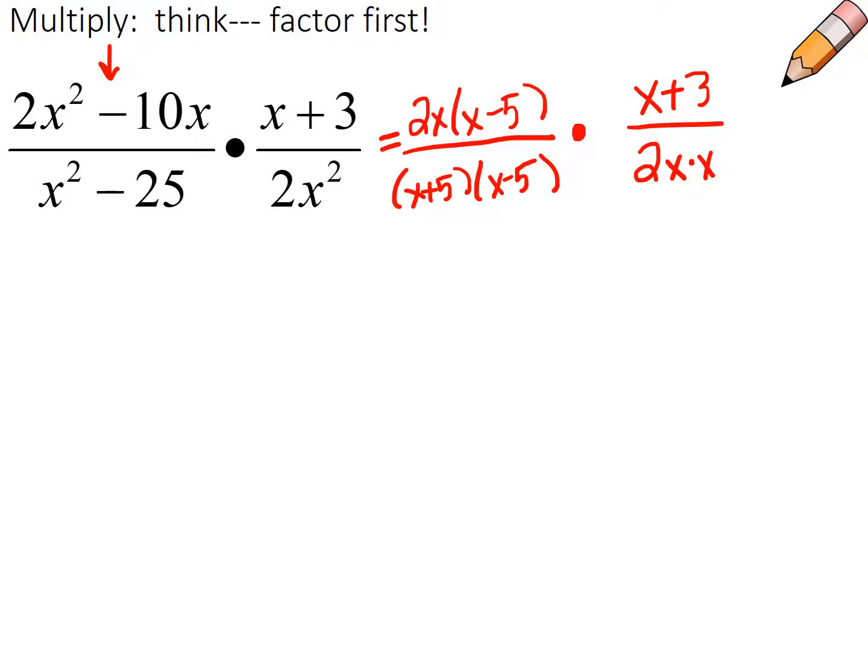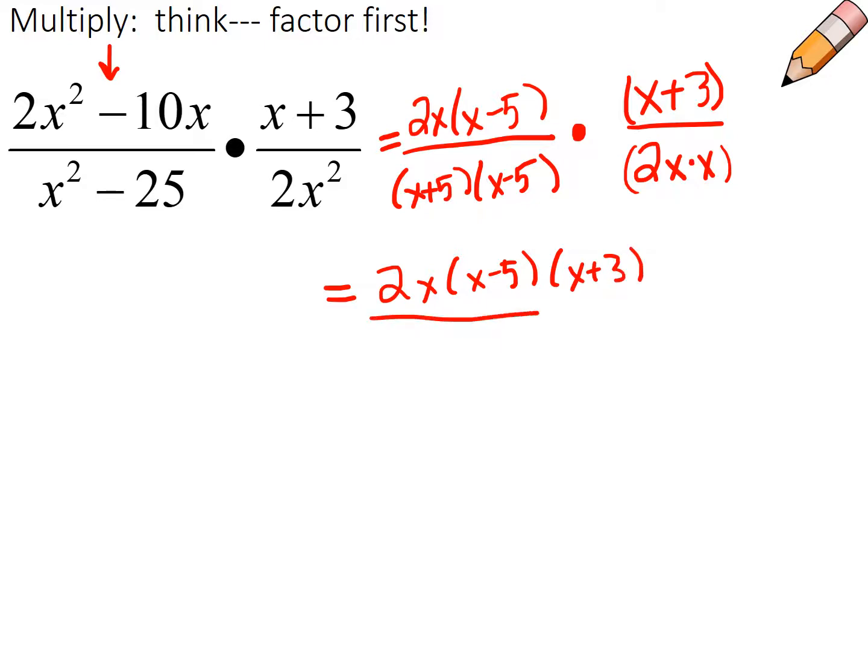So now we simplified and broke it into factors for each fraction. So now we're going to multiply. And when we multiply, it's just everything in the top multiplied by each other, and then everything in the bottom multiplied by each other. So the top is 2x times x minus 5 times x plus 3. And don't FOIL that all out, or don't distribute that all out, because we want to cancel the things that are in common. So just leave it like that. And then we're going to multiply what we have in the bottom. We have 2 times x times x plus 5 times x minus 5.